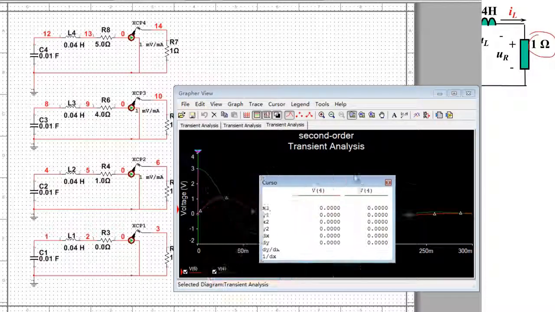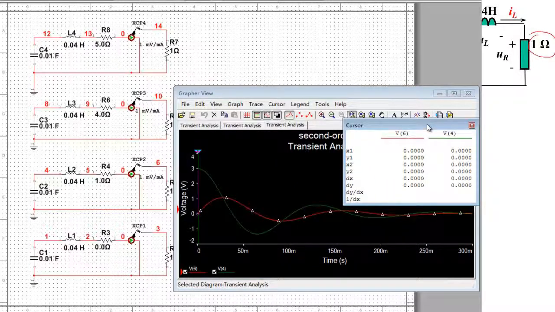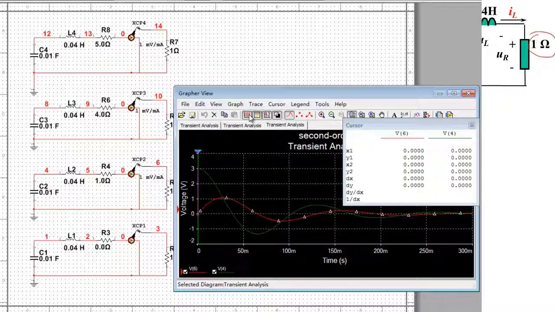Please look at the whole transient process of the circuit at this time. It's entirely different from overdamping and critical damping. We mark the grid so that everybody can see it clearly.